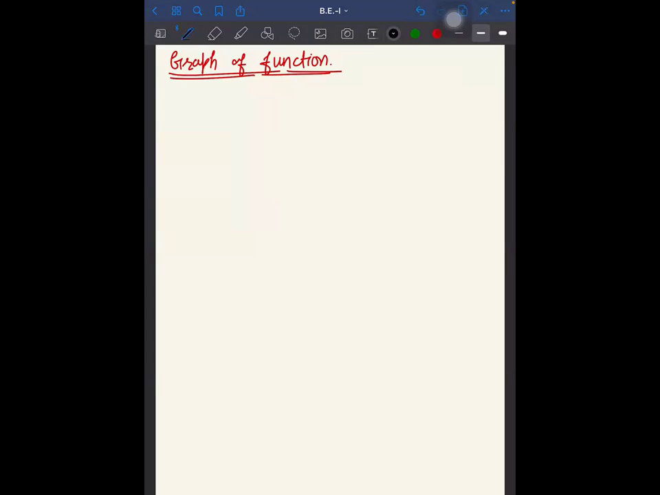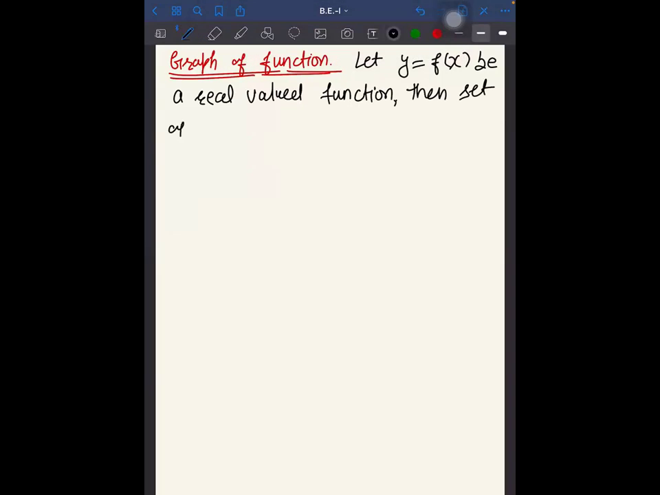Okay. So let y = f(x) be a real valued function. Okay. Is it fine? And then the set of all tuples, कौन से? (x, f(x)), where of course x belongs to the domain of the function. This set is called the graph.